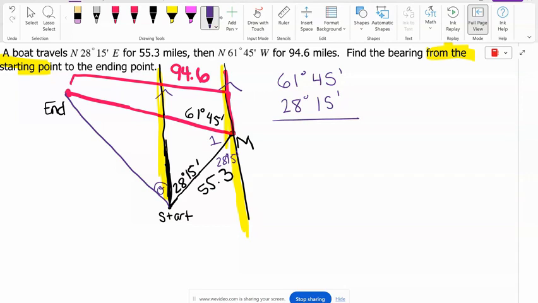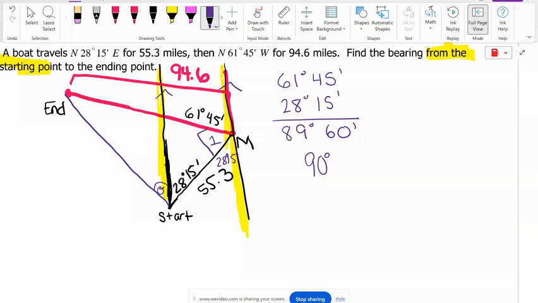28°15' is going to give us 89°60'. What's 60 minutes? 1 degree. So isn't that 90 degrees right there? So that means my angle 1 right here is 90 degrees. You know you win when you find that right angle. After that, it shouldn't be a problem.